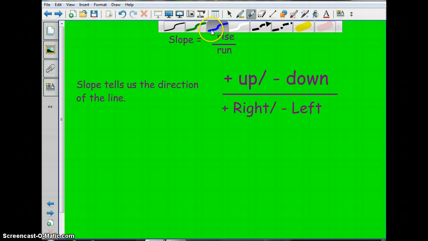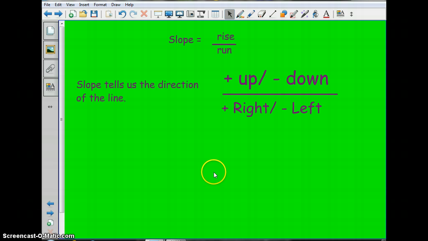The next one is we're going to identify what the slope is telling us to do. The slope tells us the direction of the line. So when you have a positive in the numerator, you're going to go up because it's rise. If you have a negative in the numerator, that means you're going to go down. If you have a positive in the denominator, that means right. And if you have a negative in the denominator, that means we're going left. Now looking at the ratio, it's always rise over run. So we're going to go up or down first, and then we're going to go right or left. That's what the slope tells us to do.